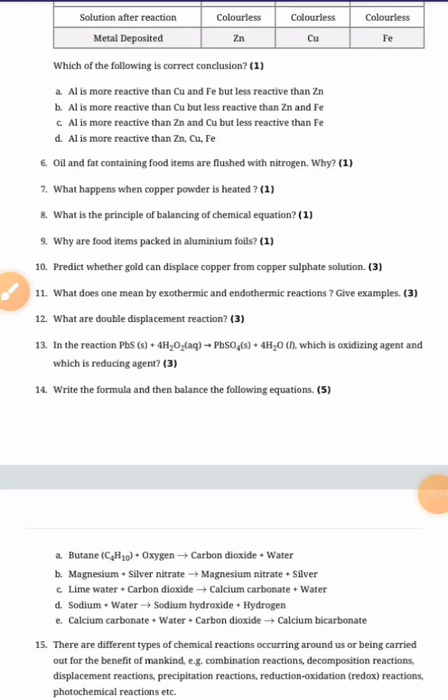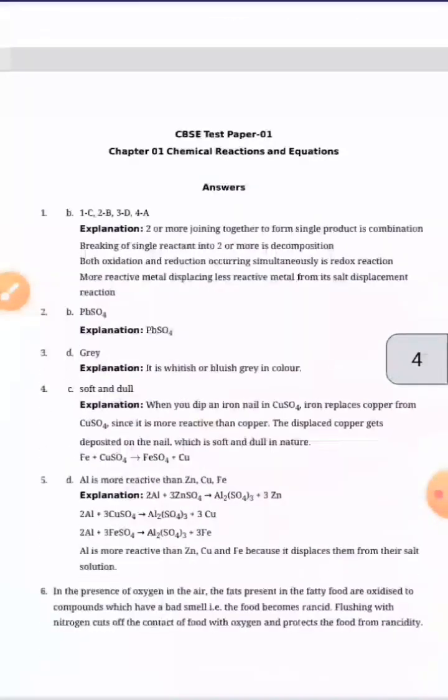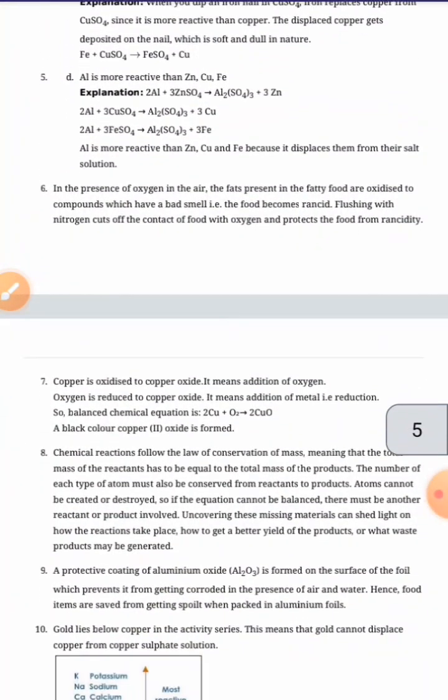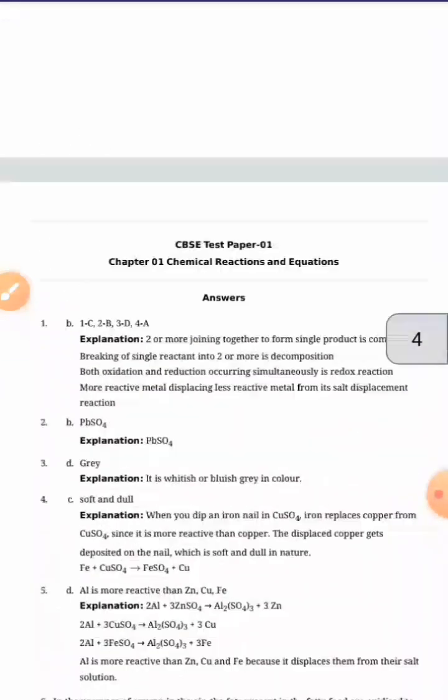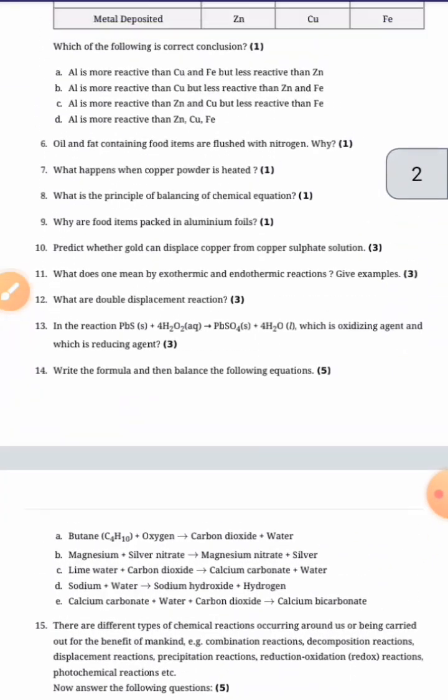What happens when copper powder is heated? Answer: the copper is oxidized to copper oxide. It means addition of oxygen. Oxygen is reduced to copper oxide. It means addition of metal, reduction. So the balanced chemical equation is 2Cu + O2 = 2CuO. A black colored copper(II) oxide is formed.